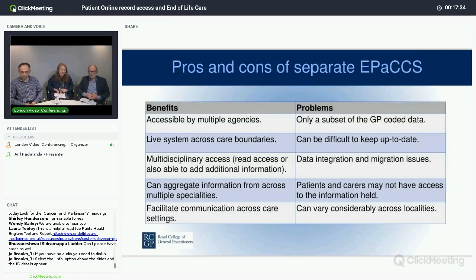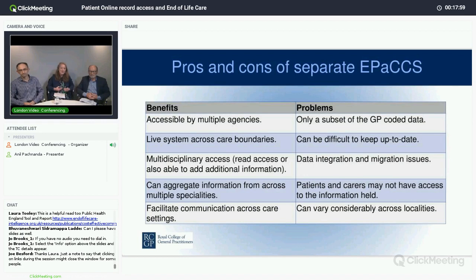As long as your GP record is absolutely up to date, coded properly, then this will work. The patient and carers will be able to see what they need. But it's just something to bear in mind if you do use a very separate EPaCCS record, to think about how you get patient and carer access. And often people have said when we've gone out to them, they don't really want a separate password for their GP system and then a separate password for a separate EPaCCS system.